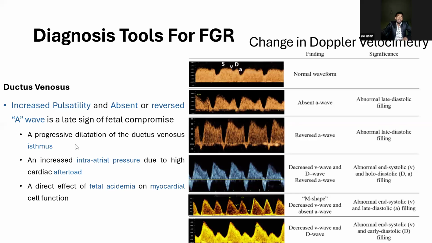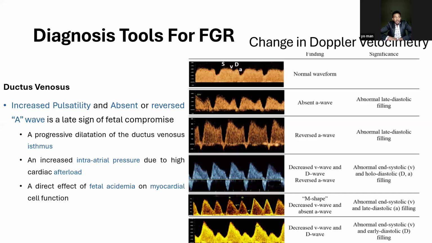Okay, this is the first hypothesis, and the second is the most plausible hypothesis. During the brain sparing effect, let's say brain sparing effect or ACGR, there is a high cardiac output to compensate for the lack of nutrition and the lack of oxygen. So whenever there is a forceful contraction, then the atrial pressure will be increased. If it is increased, then the ductus venosus will be altered. Usually, the increased atrial pressure is due to the increase in cardiac afterload, most commonly due to placental problems.